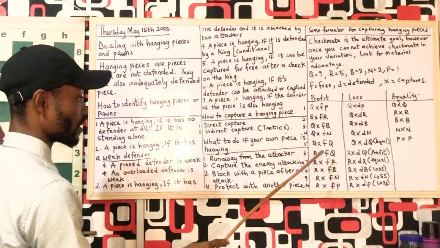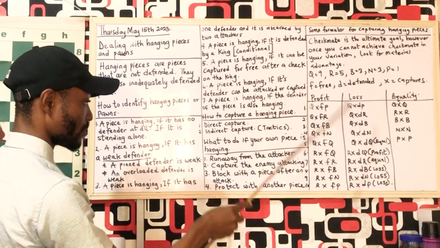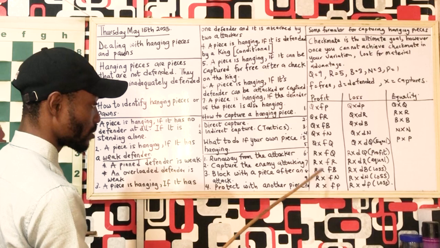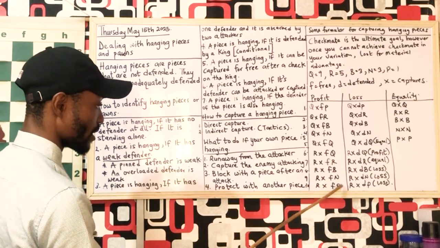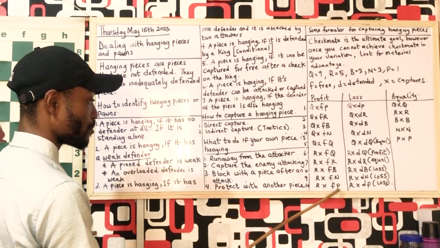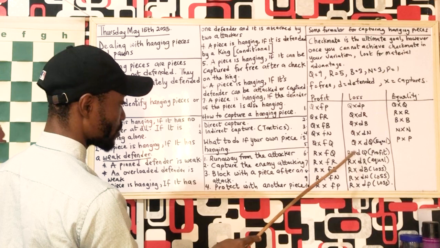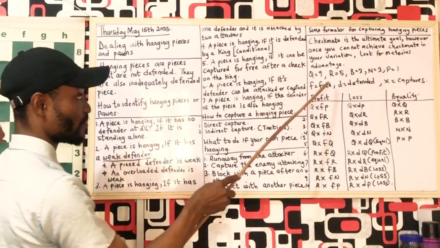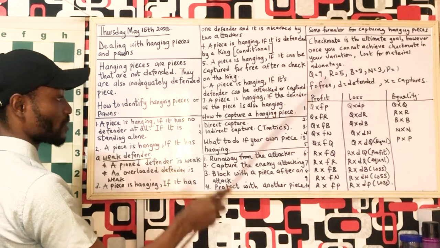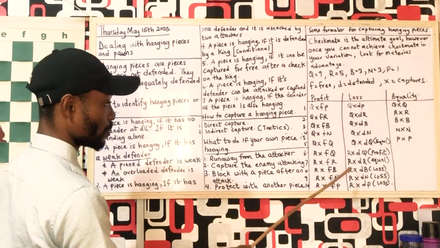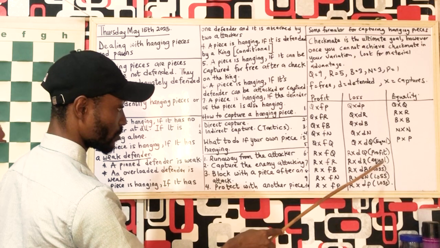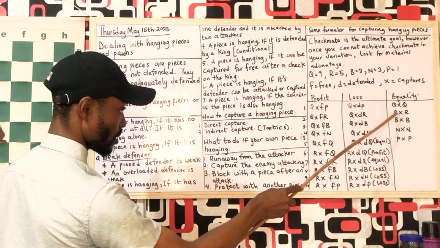Now, rook takes free queen, you are making a profit. Rook takes free rook, profit. Rook takes free bishop, profit. Rook takes free knight, profit. Rook takes free pawn, profit. Here, rook takes defended queen is a profit because you're using a 5 to take a 9. You're making more. Rook takes defended rook is equal. So rook to rook is equal.